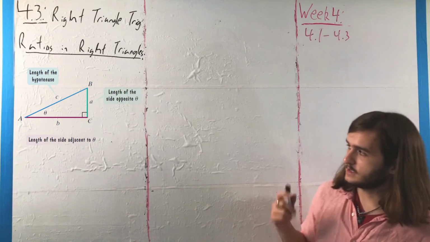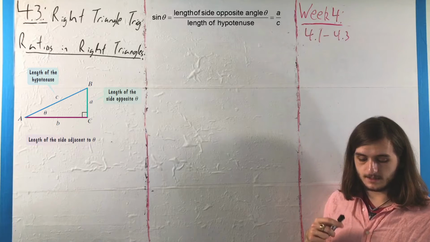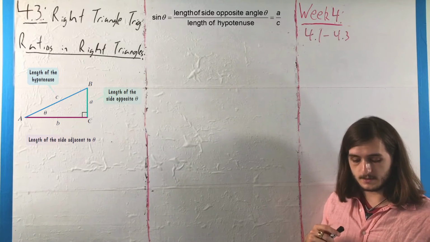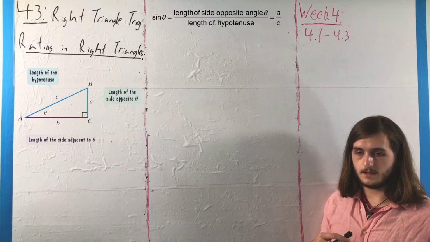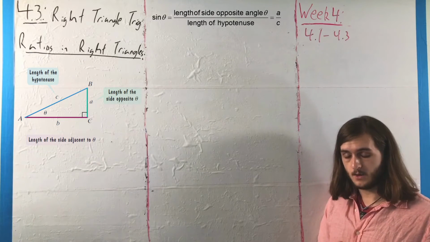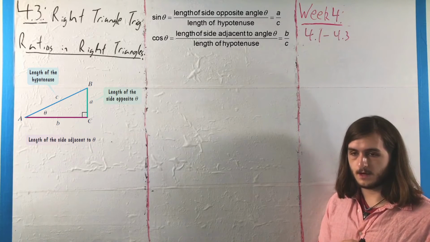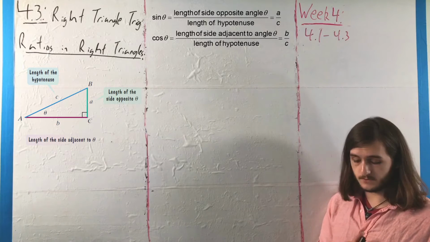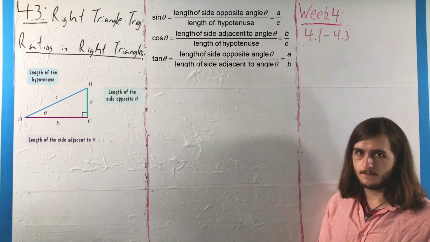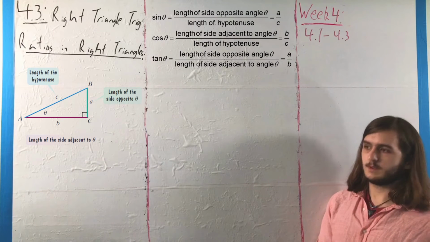want to take sine of some angle theta, that is the length of the side opposite of theta divided by the hypotenuse. So on that kind of picture, that would be A over C. While cosine is the length of adjacent divided by the length of the hypotenuse, so B over C, and tangent of theta is opposite over adjacent, which there would be A over B.